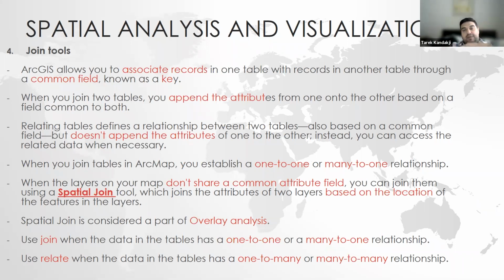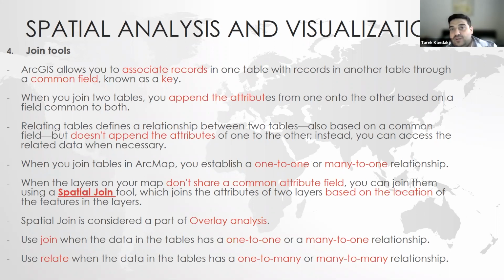You overlap the points over each other, and then you tell it to spatial join based on location. Like these points, I want to show the information of the city that they are located in. So this is a spatial join. You can do that. As I said, spatial join is considered part of the overlay analysis.